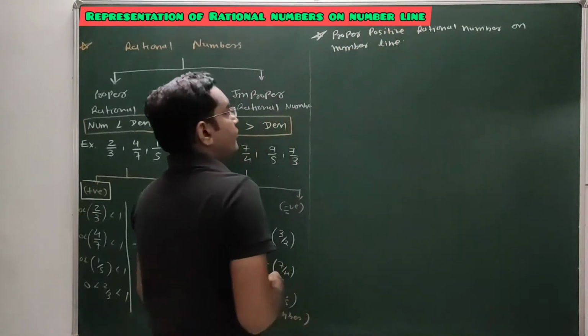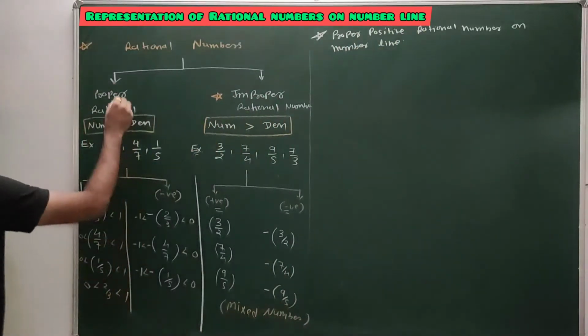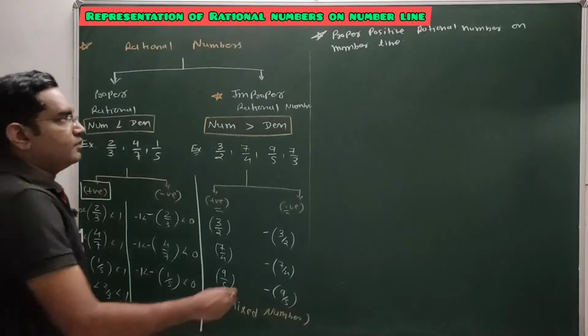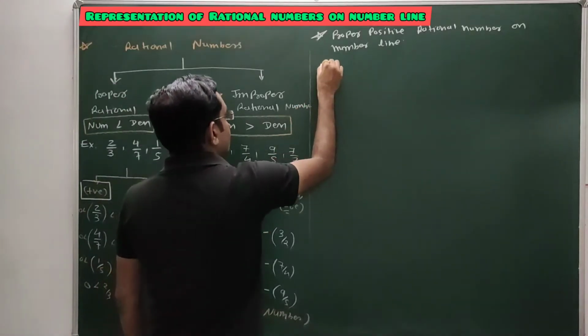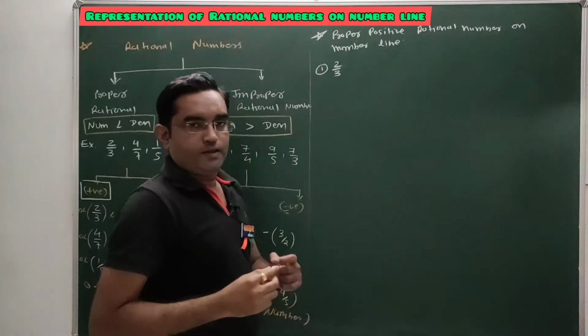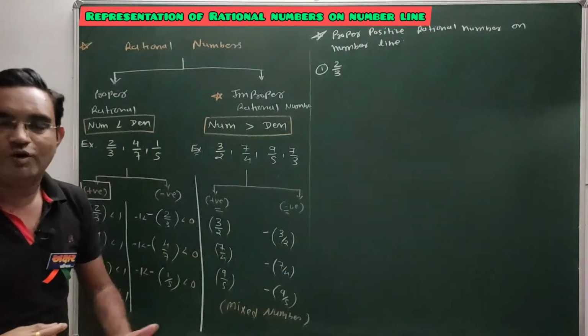First we have to represent proper positive rational numbers on number line. These numbers are there. Done? Let's start with the first number 2 by 3. Question will be like this. Represent 2 by 3 on number line.